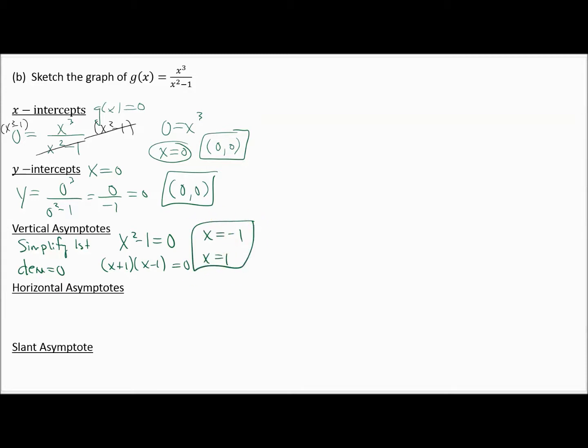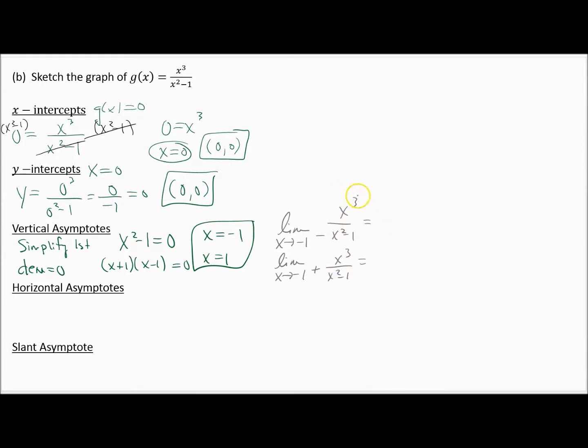But that doesn't tell me the behavior of the function. So if I want to find the behavior of the function at those values, I need to take the limit as x approaches negative 1 from the left, and I need to take the limit as x approaches negative 1 from the right of my function, which of course is x to the third over x squared minus 1. Let's do that before we move on to the positive 1.